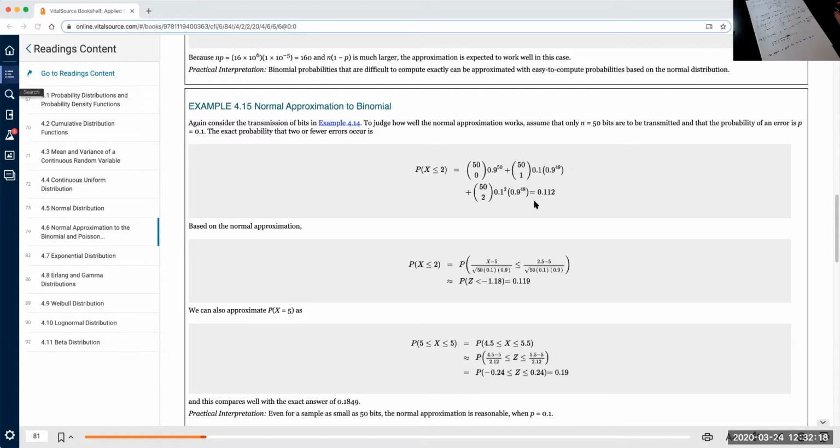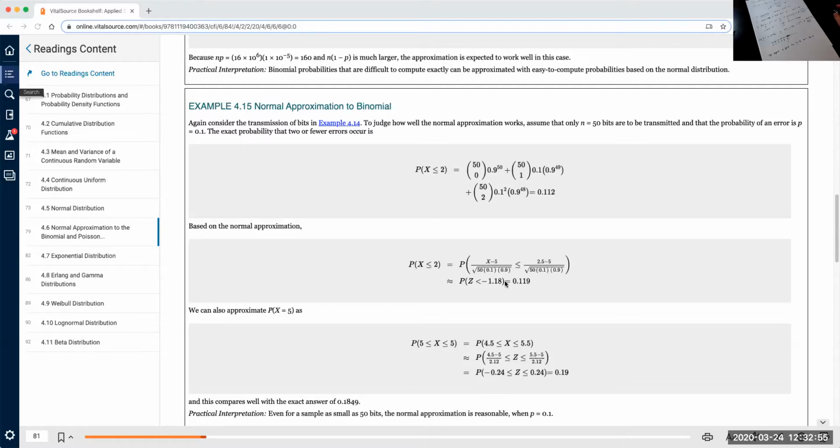Then we want to use the normal distribution to approximate that binomial probability. The probability that x is less than or equal to 2 means the z-score corresponding to the binomial random variable x is less than or equal to 2.5 minus 5. You see that 2.5? It comes from adding 0.5 to 2 right here. Then divide by the square root of n times p times q.